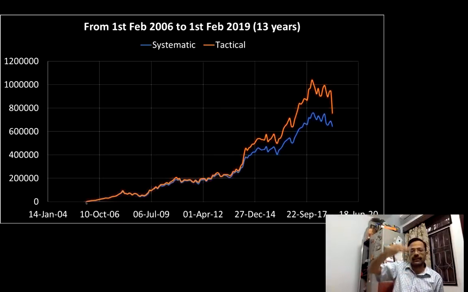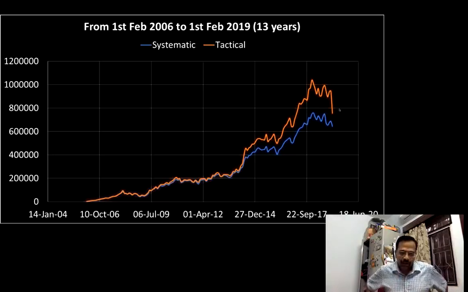You can see that the tactical portfolio has really moved up around the time when Narendra Modi was announced as the prime ministerial candidate, just before the 2014 Lok Sabha elections. Then it kind of moved up, and now it's starting to fall down. It's starting to correct right here. So we'll see how that goes. That has to be tested.